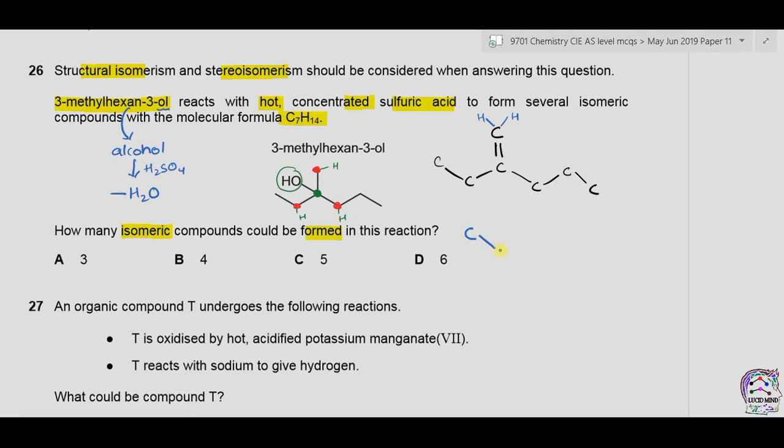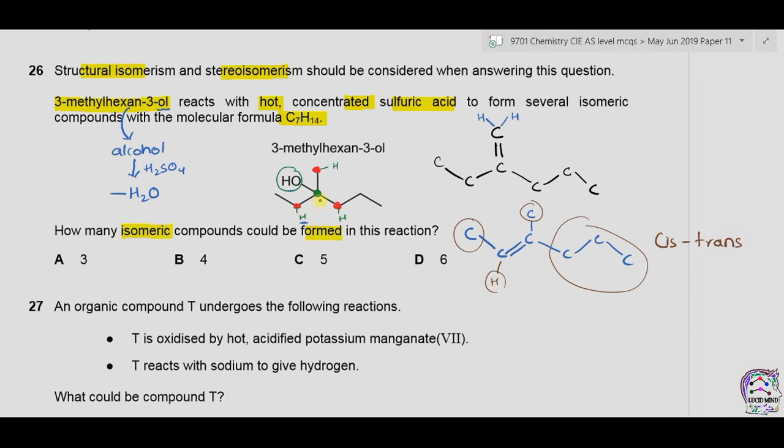In the second product, the double bond could be present between these two carbon atoms, if a hydrogen atom is removed from this one and OH is removed from this carbon. Now we can see that two different groups are attached to this carbon, one hydrogen atom and one CH3, so cis-trans isomerism is possible. So one product will be cis and the second will be trans.